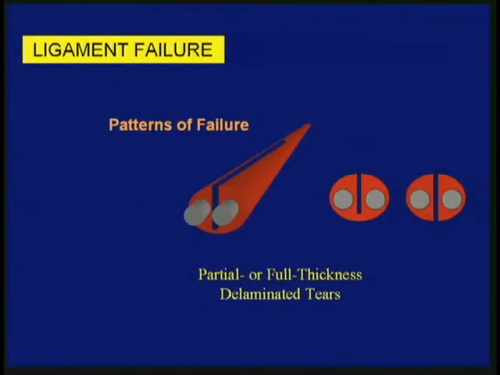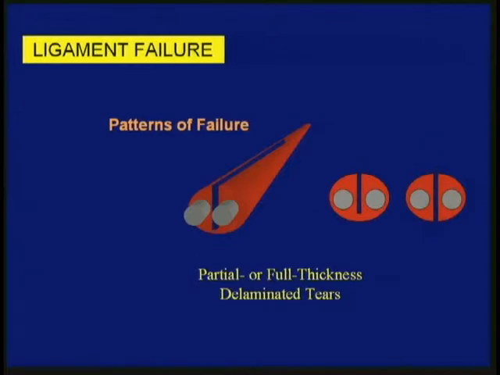The third pattern of failure that may occur within a ligament occurs along the long axis of the collagen. Much as we spoke about yesterday, this would best be judged a delaminated tear. These can be complete or incomplete, that is, they can go from top to bottom or side to side or only part of that distance.